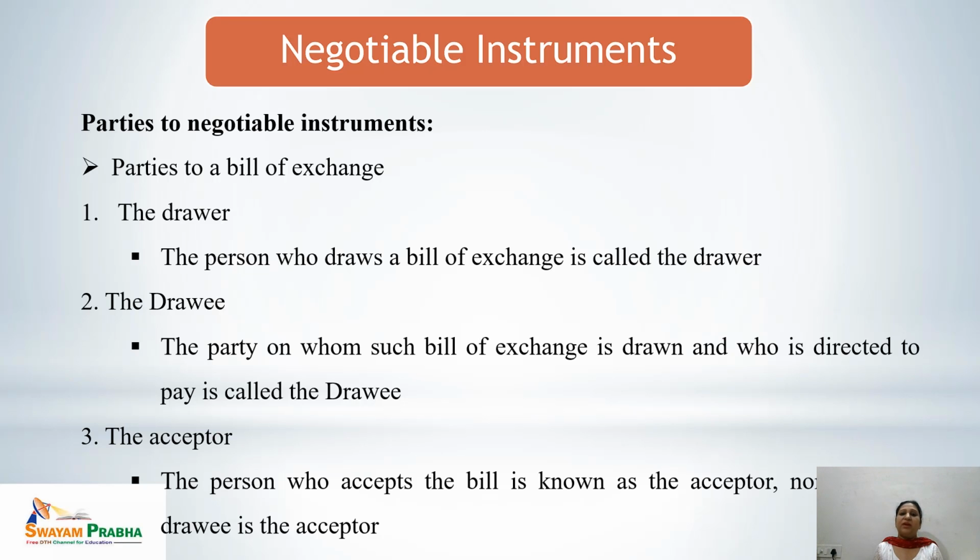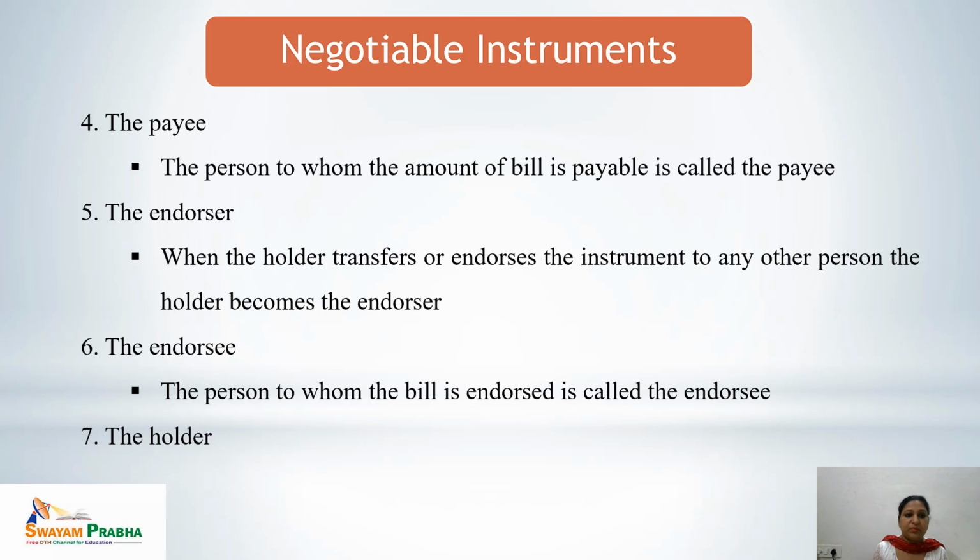And next is the acceptor. The person who accepts the bill is known as the acceptor. As we all know, a bill of exchange is to be sent for acceptance, so the person who accepts the bill is known as the acceptor. Normally in 99% of cases, the drawee is the acceptor of the bill of exchange. The fourth party involved in a bill of exchange is the payee. The person to whom the amount of the bill is payable is called the payee.